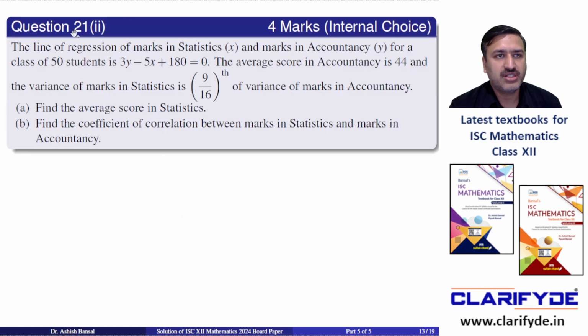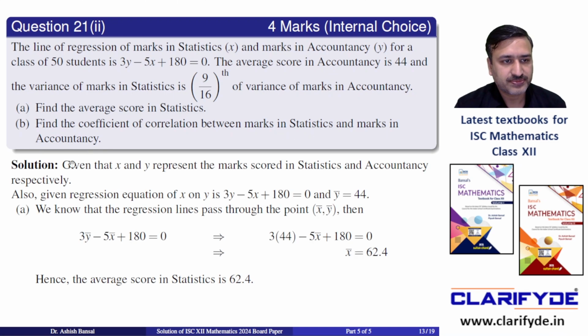Question number 21, second part. The line of regression of marks in statistics x and marks in accountancy y for a class of 50 students is 3y minus 5x plus 180 equal to 0. The average score in accountancy is 44 and the variance of marks in statistics is 9 by 16th of the variance of marks in accountancy. We have to find these 2 points. A is find the average score in statistics. B is find the coefficient of correlation between marks in statistics and marks in accountancy.